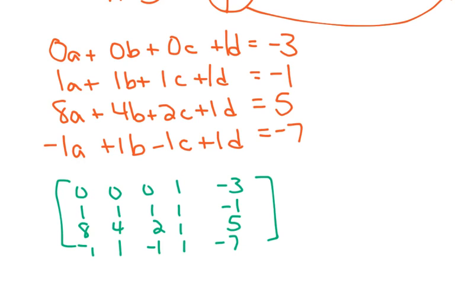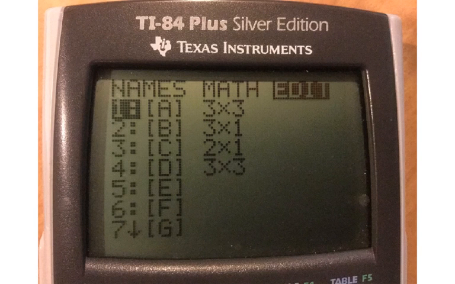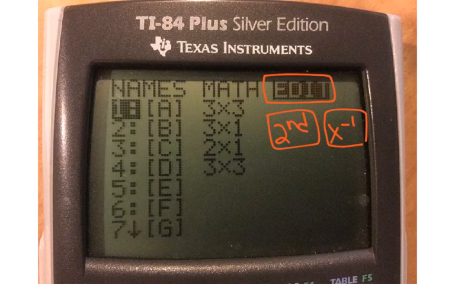When we go to put this in the calculator, we need to know how many rows and how many columns this matrix had. It has 4 rows and it has 5 columns. So we're going to put a 4 by 5 matrix into the calculator. Remember, to put a matrix in the calculator, you're going to hit second, x to the -1st, that's the matrix function, and then you're going to cursor over to edit.